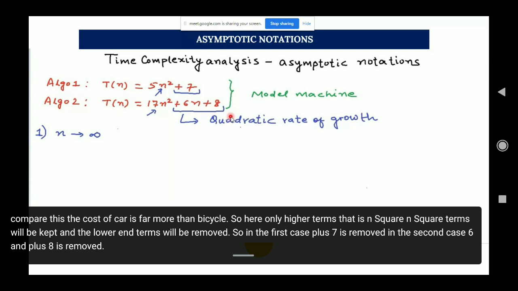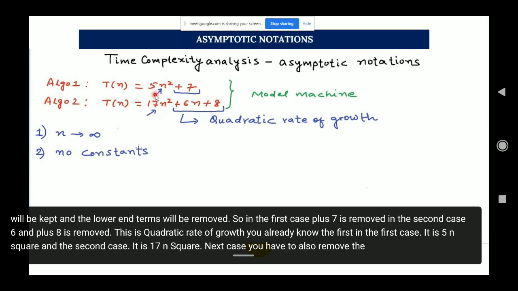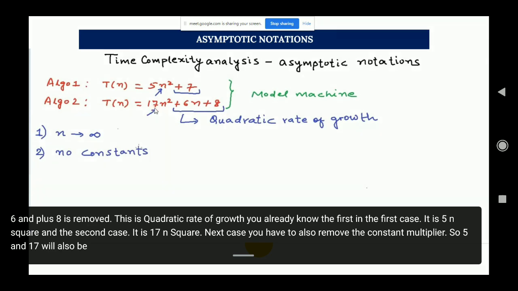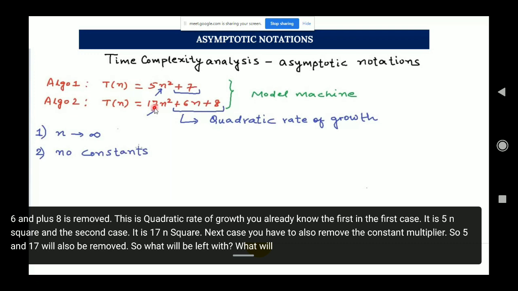This is the quadratic rate of growth. In the first case it is 5n square, and in the second case it is 17n square. Next, you also have to remove the constant multiplier. So 5 and 17 will also be removed. So what will be left? Only n square.